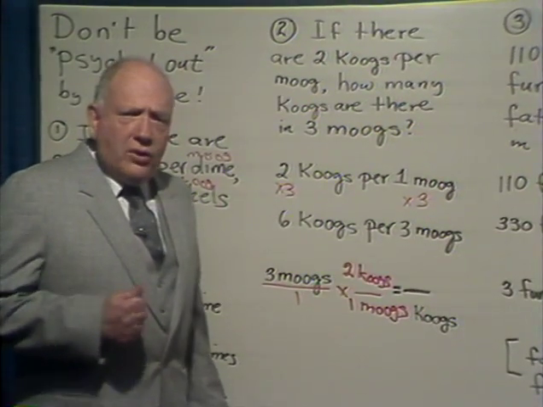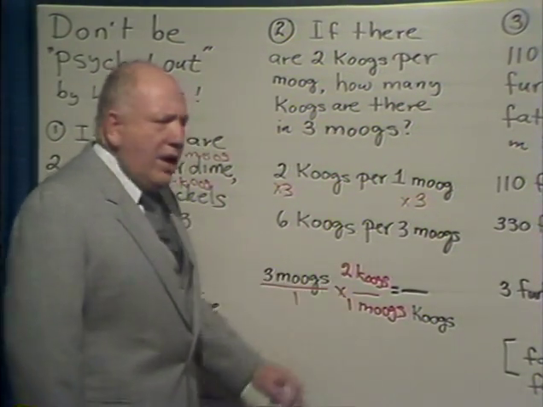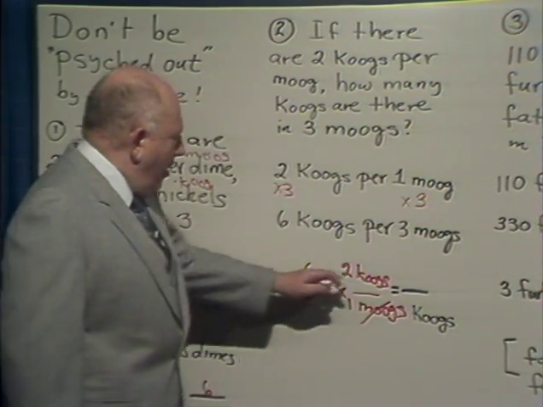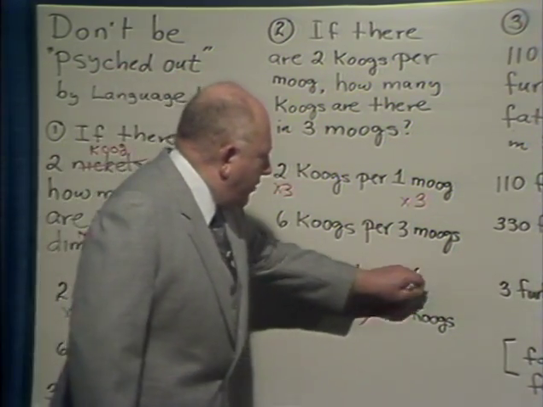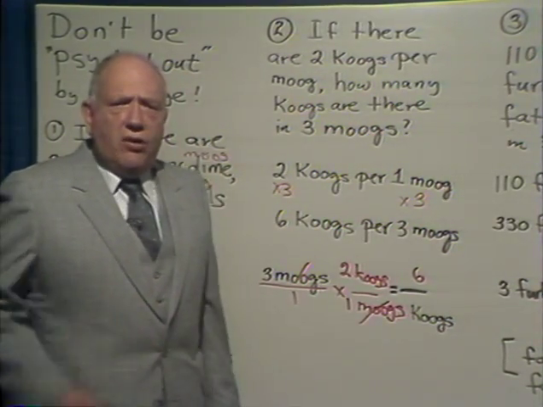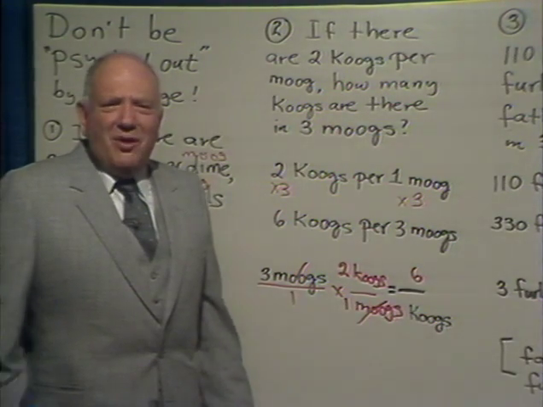We don't have to know what a koog is or what a moog is. We know there are 2 koogs per moog. We cancel out the common denomination. We have the right label. We do the resulting arithmetic, and we get 6 koogs for the answer, even if we don't know what a koog is. Now you say, well, who cares?